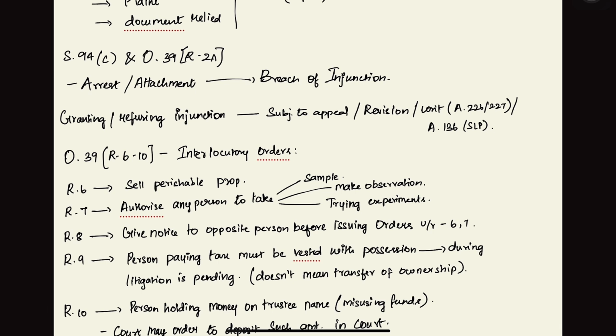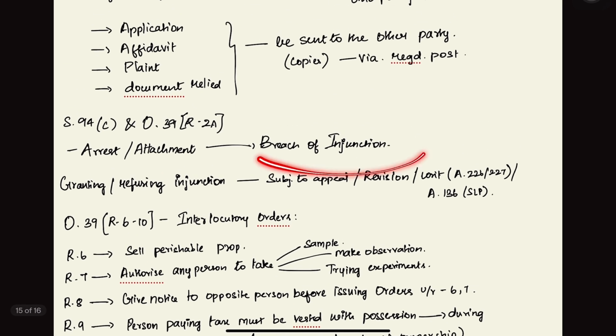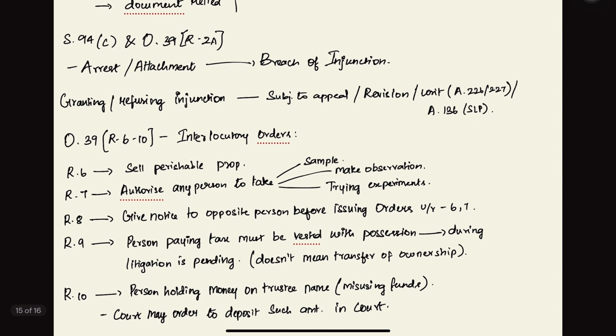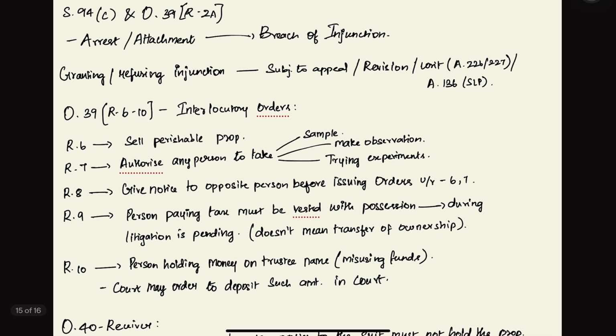And Section 94 clause C and Order 39 Rule 2A talk about arrest or attachment when any breach of such injunction has occurred. Granting or refusing injunction is subject to appeal. So when any injunction is granted, it is subject to appeal, revision, right? And even writ petitions under Article 226 and 227 can be filed, or the parties may also approach the Supreme Court via special leave petition, that is Article 136.